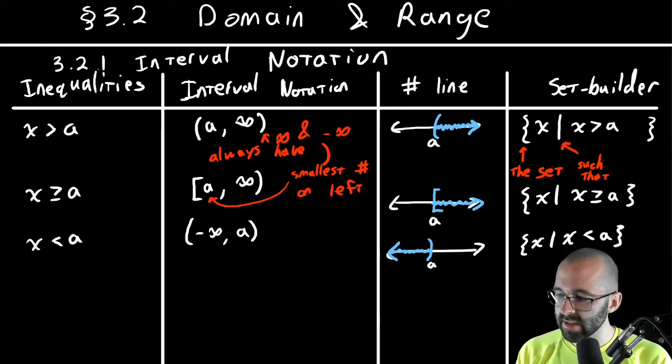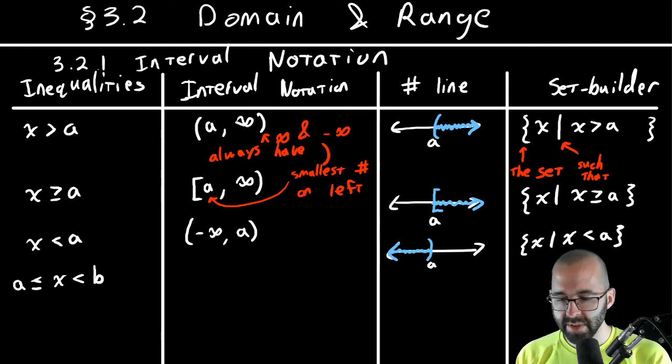All right, we can combine these two things a little bit. Let's do one more. We could have a compound inequality. a is less than or equal to x, which is less than b. Then on the number line, right, now we're talking about between a and b. It includes a, so that gets a bracket. It does not include b, so that gets a parenthesis.